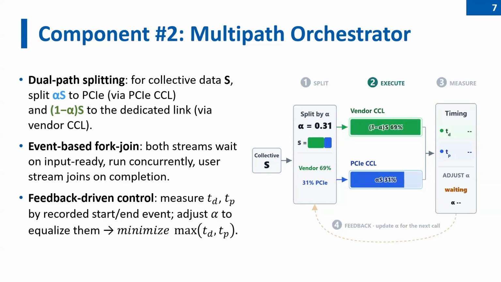and on collective completion, make the user stream wait on these 2 streams. And after collective communication completes, the multipath orchestrator measures the 2-path execution time and adjusts the splitting ratio alpha. For example, when the PCIe link is occupied, the ratio for the PCIe task will be decreased for the next iteration. When the PCIe link becomes idle again, the ratio will increase back.